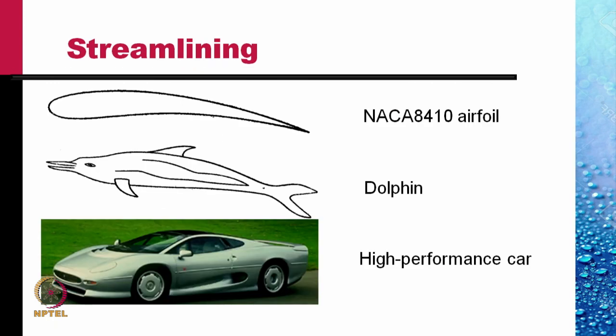On the top is a NACA 8410 aerofoil used in many early aircraft. Nature evolved itself in such a manner that dolphins have a shape which is quite like that of a NACA 8410 aerofoil. It's because dolphins like to swim through water, and having lower drag would give them an advantage. In fact, if you look at high performance cars, they have streamlined shapes which do not have protrusions which add to drag. There are no sharp corners. They appear to be smoothly flowing.